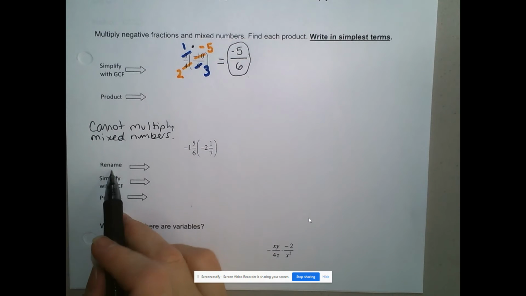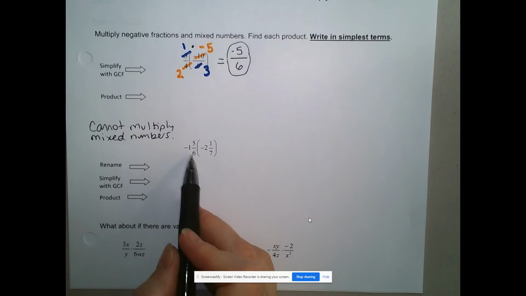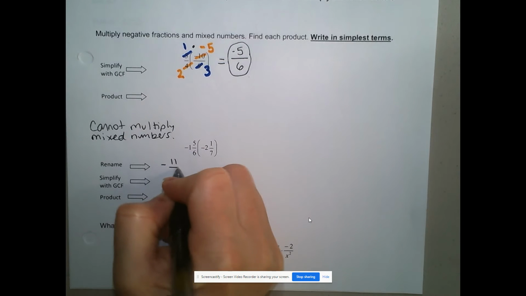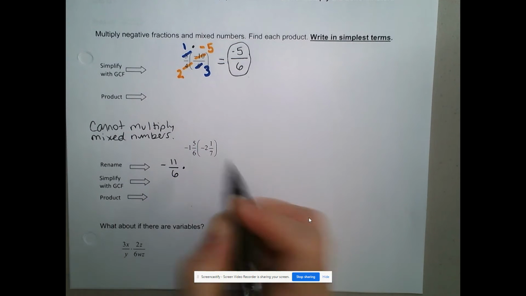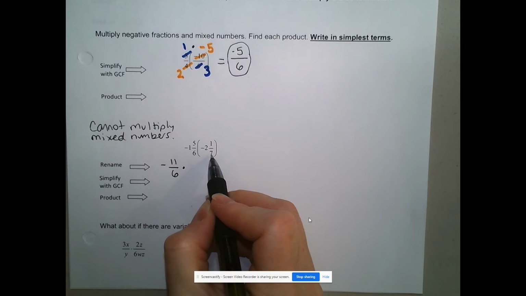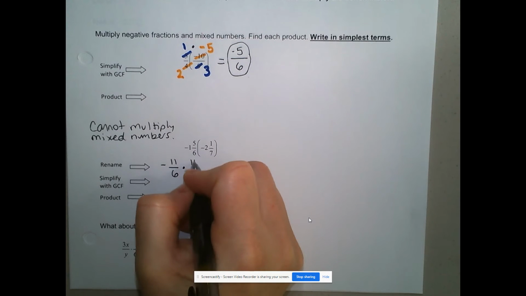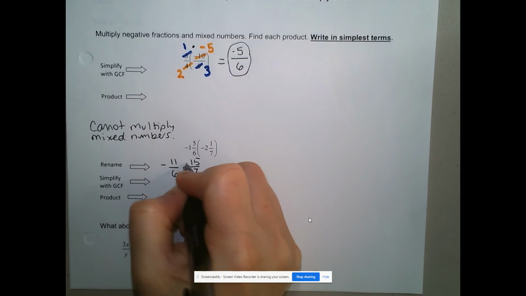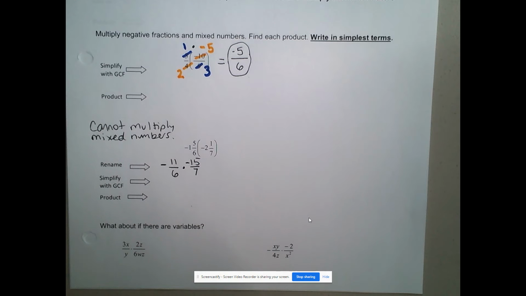So first thing we're going to do is rename them. So -1 5/6 is going to be -11/6 times negative 2 and 1/7. 7 times 2 is 14, plus the 1 is 15/7, also negative. So a negative times a negative.